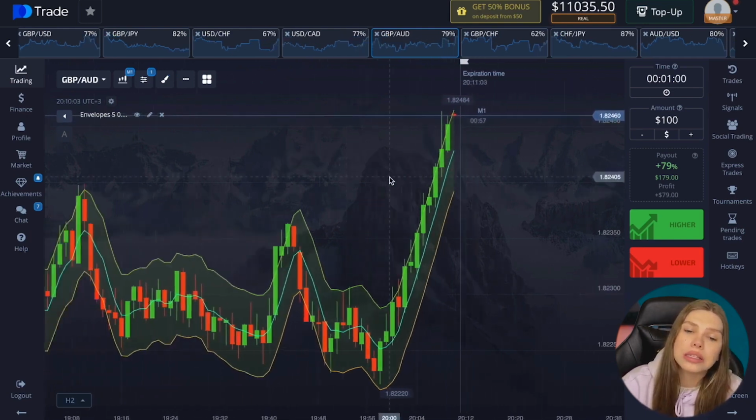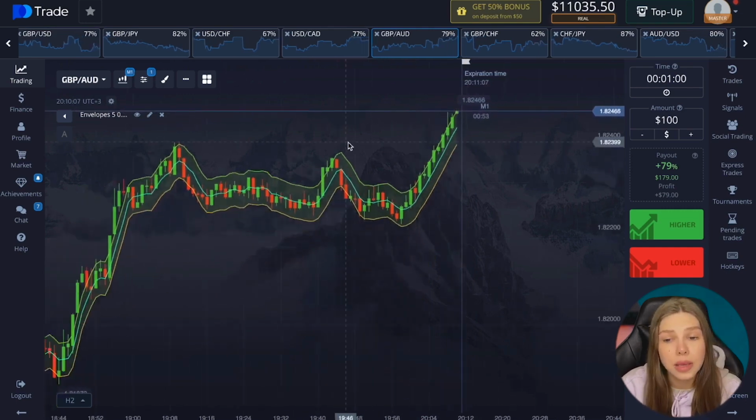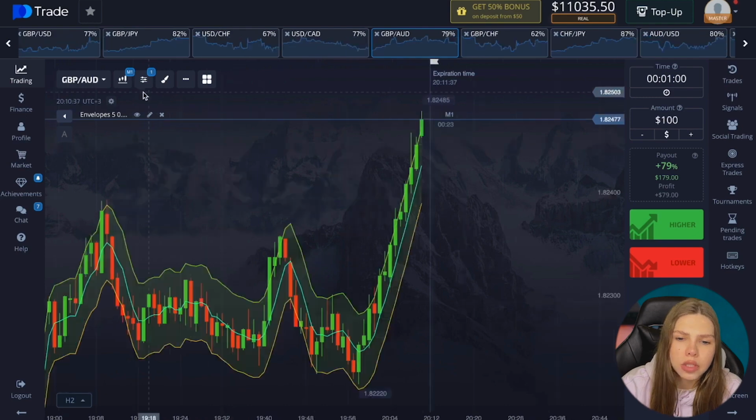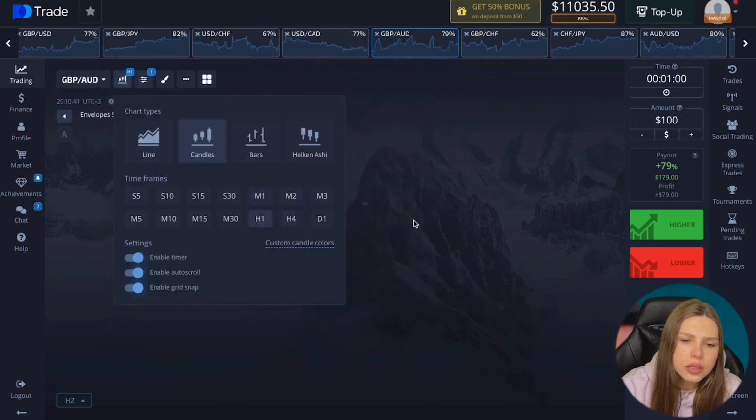If it went down and didn't break, then it will go up. But there are exceptions, of course. I'm just wondering, we haven't looked at the hourly time frame. So let's take a look.